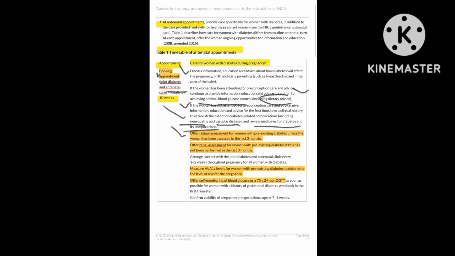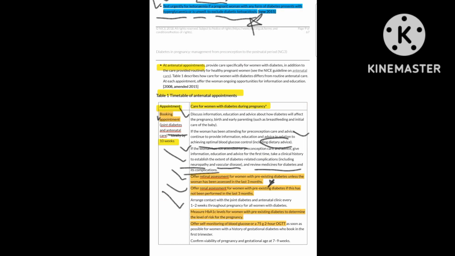Offer retinal assessment for a woman with pre-existing diabetes unless the woman has been assessed in the last 3 months. Offer renal assessment for a woman with pre-existing diabetes if it has not been performed in the last 3 months. Measure HbA1c levels for women with pre-existing diabetes to determine the level of risk for the pregnancy. Antenatal clinic every 1 to 2 weeks for all women with diabetes.